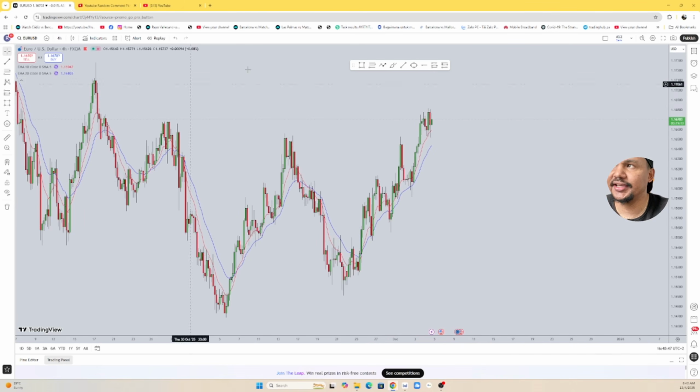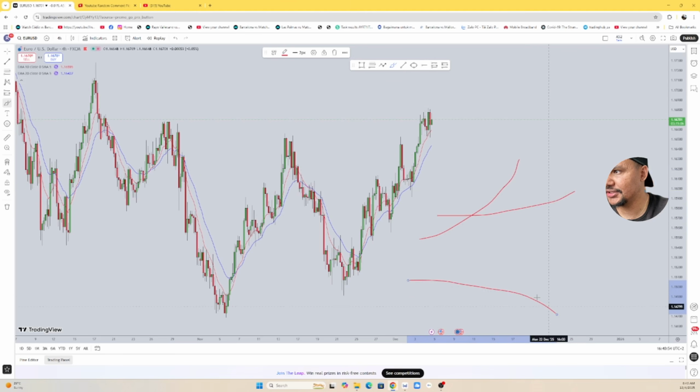The way I use these indicators is very simple. We're going to use this, and we're going to do that.